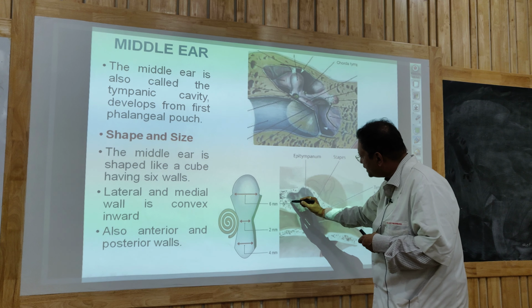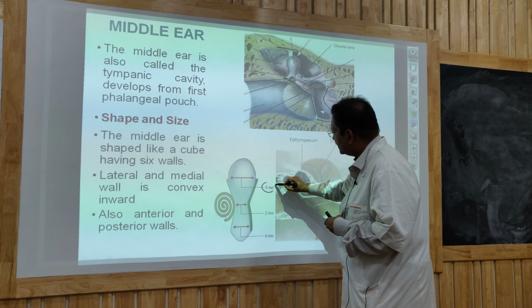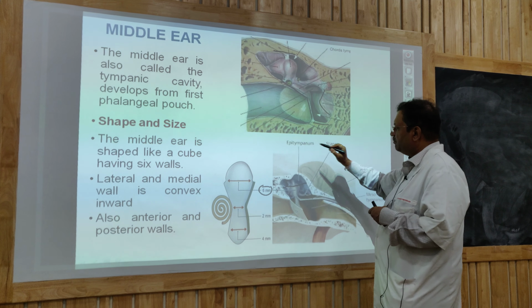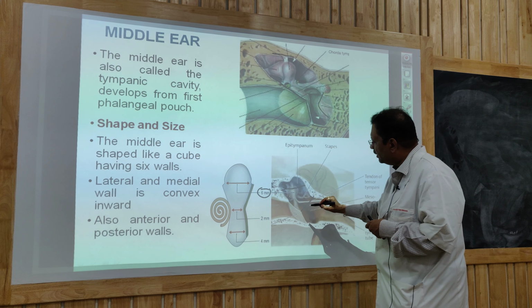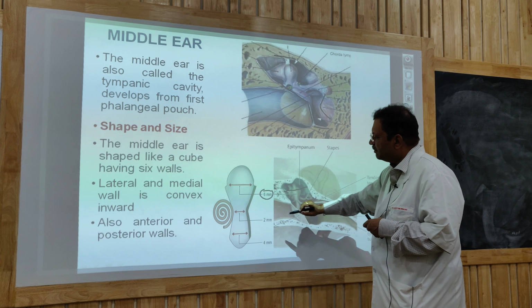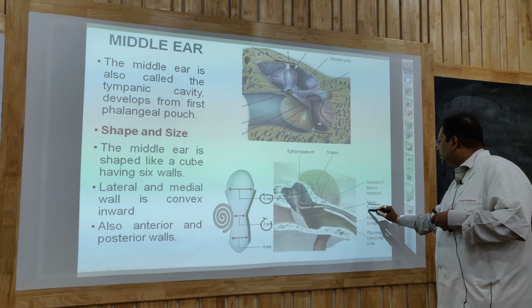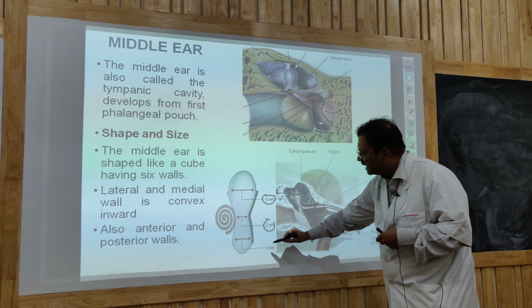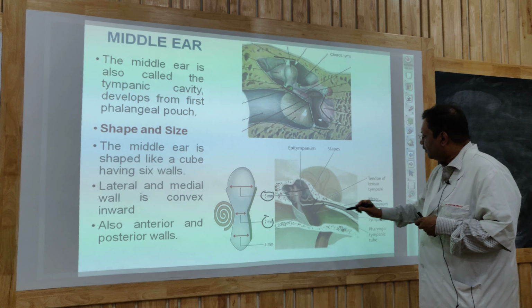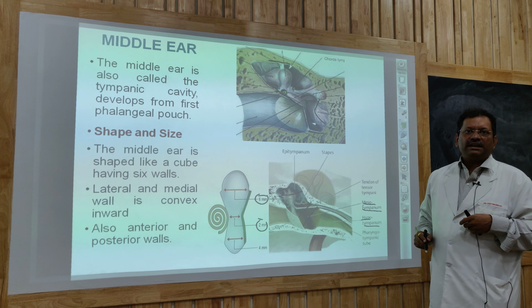So if you can appreciate this diameter, which is approximately 6 millimeters, we call it the epitympanum. Another diameter, which is between the promontory and the tympanic membrane, which is 2 millimeters, is what we call the mesotympanum. And the third, which is the narrowest one, the floor, we call the hypotympanum. So this is how we divide the middle ear cavity.